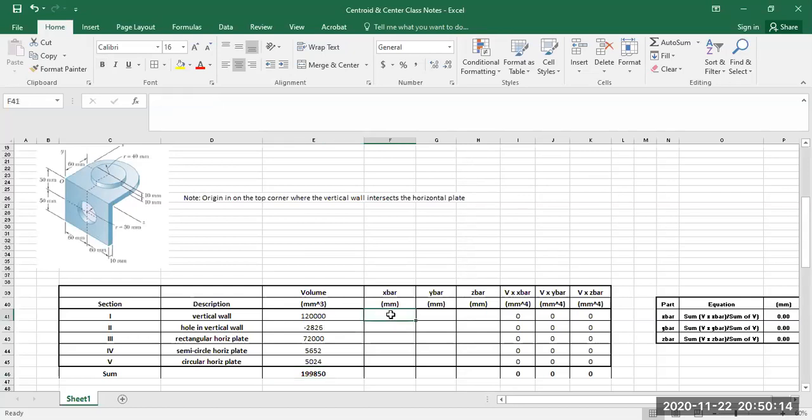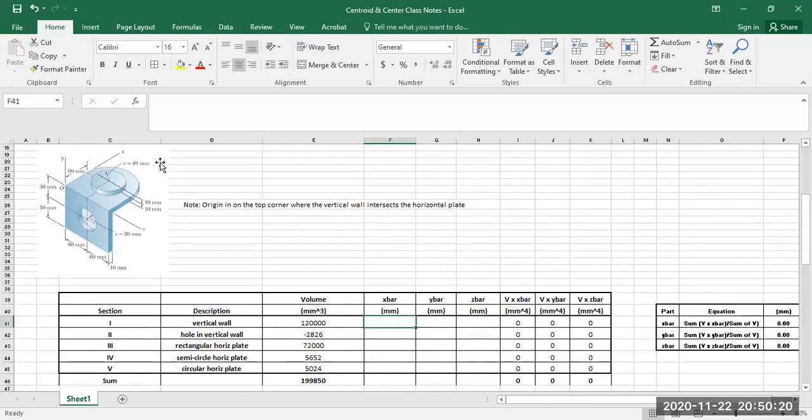Now let's look at the X bar. You see where the X-axis is? The X-axis is right here, and I'm measuring everything from the origin. For the vertical wall, going in the X direction, since it's 10 wide, X bar is going to be 5. That's the same for the hole, it's 5. For the rectangular horizontal plate, it's 60 over, so it's going to be 30. For section 5, it's going to be 60.